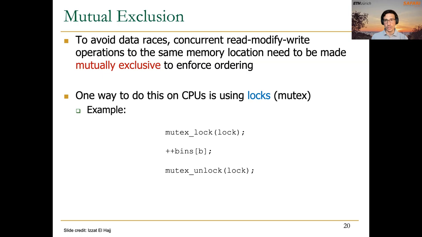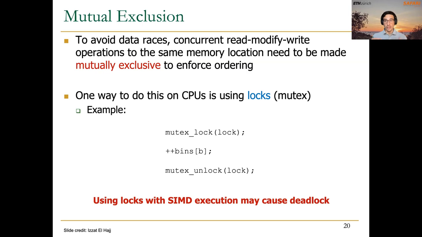However, using locks is not really a very good idea in SIMD processors because it may cause deadlock. The reason is that the different threads executing in a SIMD fashion are accessing at the same time. So they could be accessing the locks at the same time, and we should come up with some way of dealing with this and avoiding the deadlocks. We are going to see later today some of these ways of avoiding deadlocks.